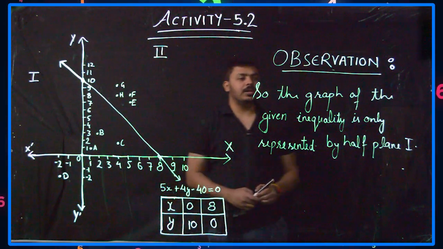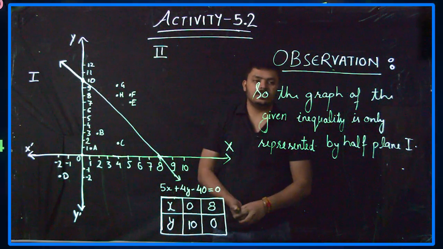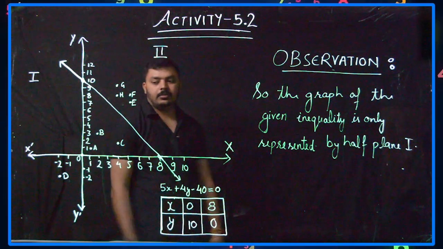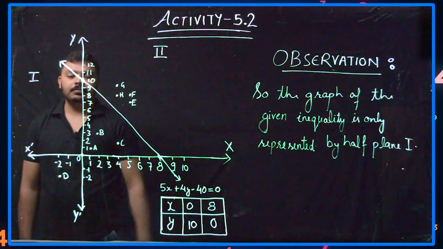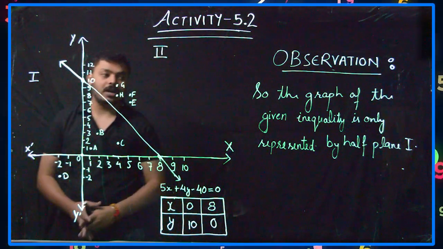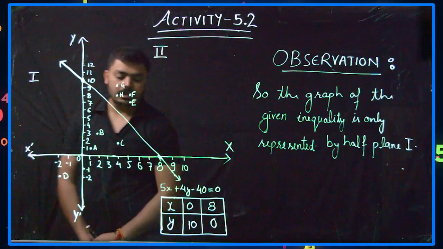So the graph of the given inequality, that is 5x + 4y - 40 < 0, is represented only by half plane 1, that is half plane first, as all the points in plane 1 satisfy the inequality, whereas all the points in plane 2 do not satisfy the inequality.